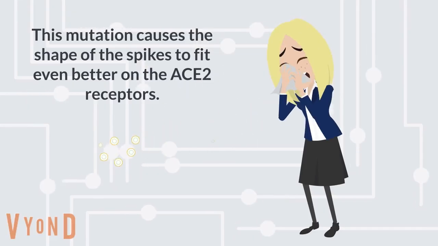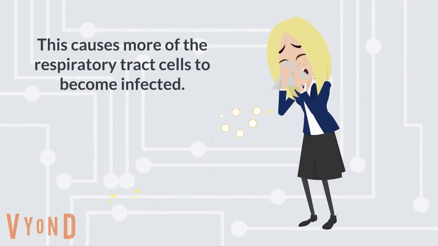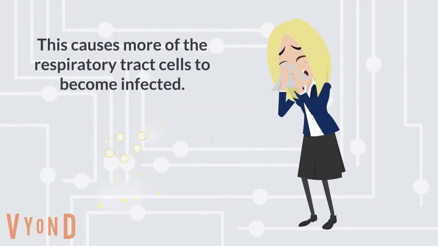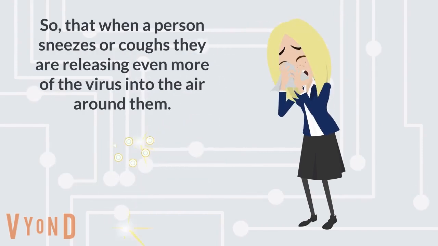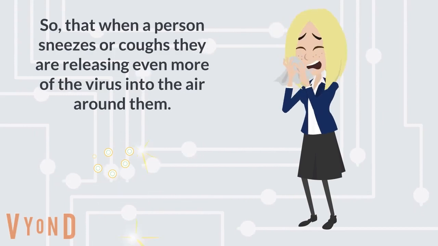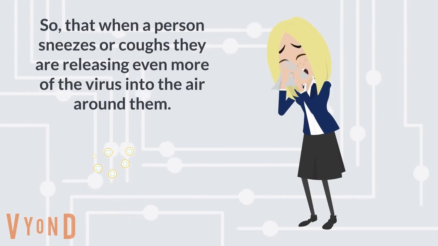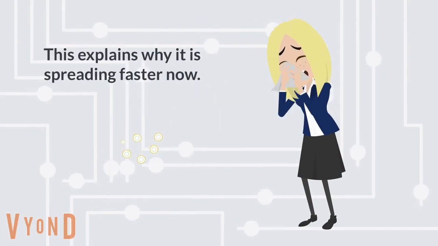This mutation causes the shape of the spikes to fit even better on the ACE2 receptors. This causes more of the respiratory tract cells to become infected, so that when a person sneezes or coughs, they are releasing even more of the virus into the air around them. This explains why it is now spreading faster.